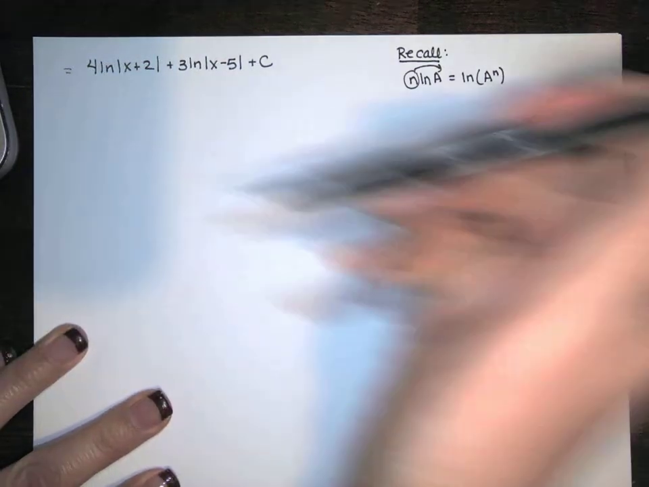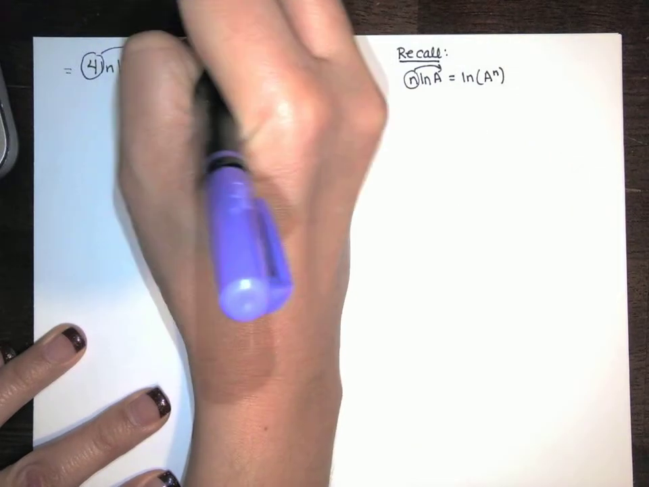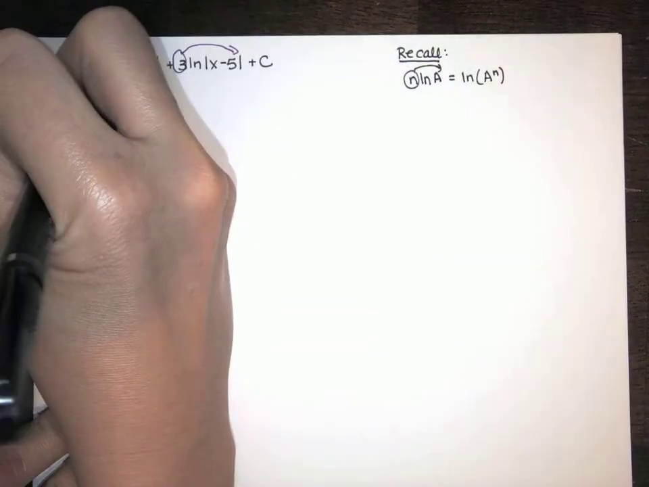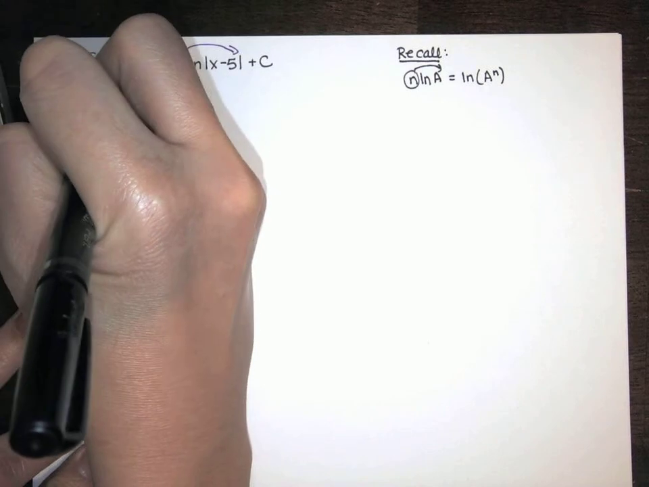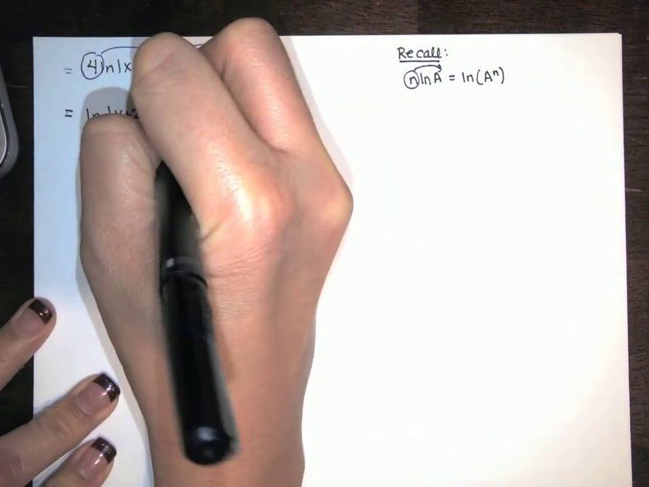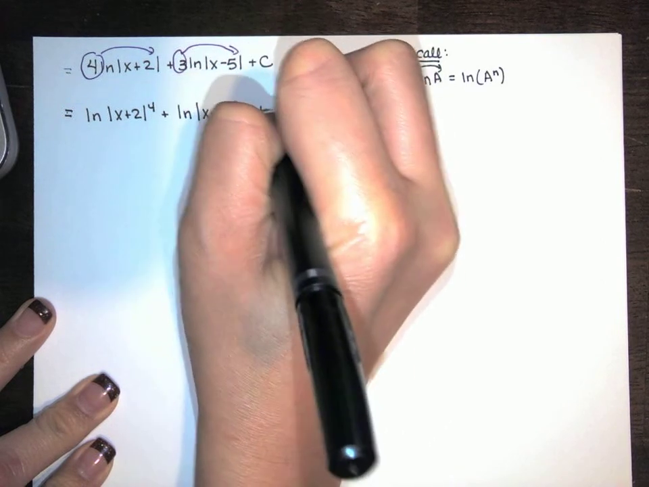But if I wanted to, I could take this 4 and bring it inside, and I could take this 3 and bring it inside. So this is equal to this: natural log of the absolute value of x plus 2 to the 4th plus natural log of the absolute value of x minus 5 cubed plus c.